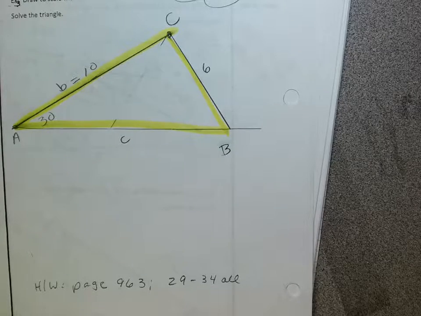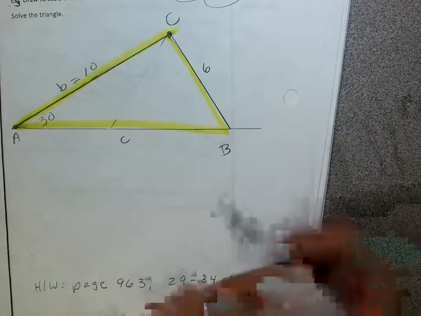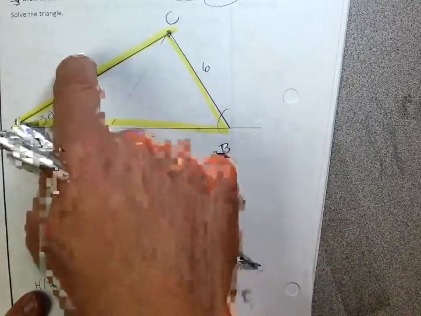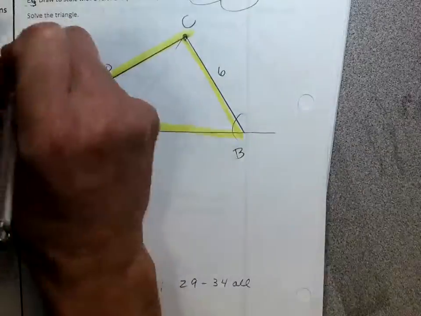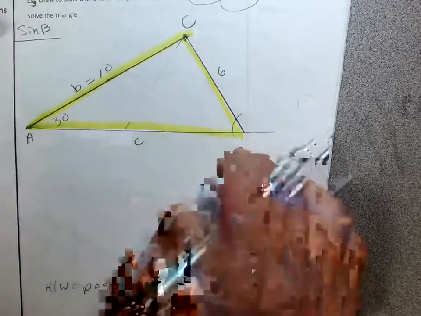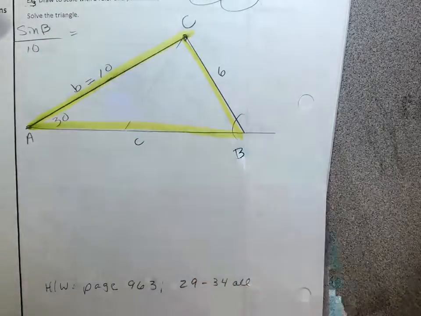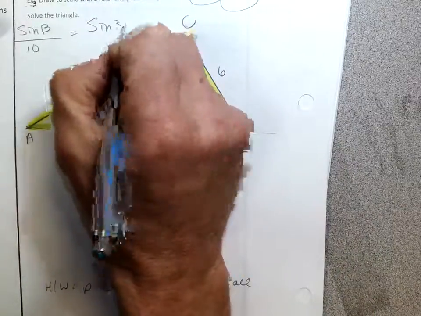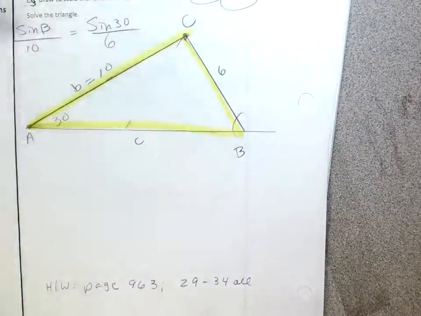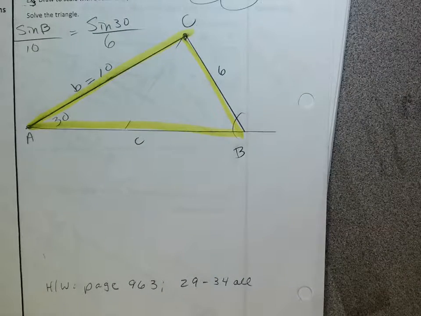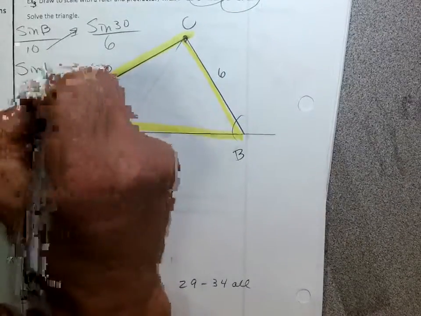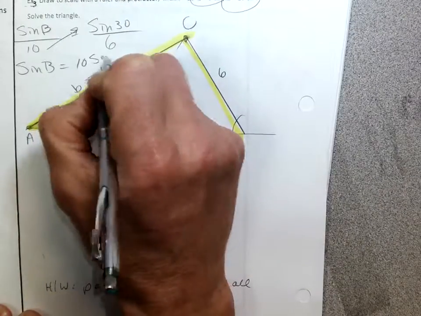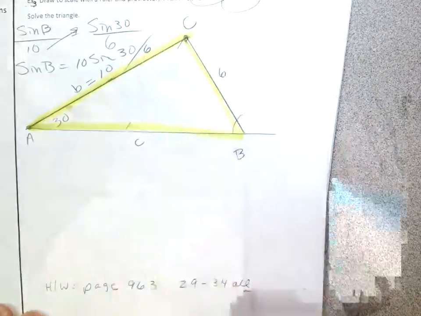So let's go ahead and do angle B of the big triangle first. Angle B, again, law of sines. I've got angle B, its opposite side, and I've got the 30 and its opposite side. So I'll start off with sine of B over 10 equals sine of 30 over 6. I have to use my inverse button because I'm looking for the angle. Multiply up by 10, so sine of B is equal to 10 sine of 30 divided by 6.